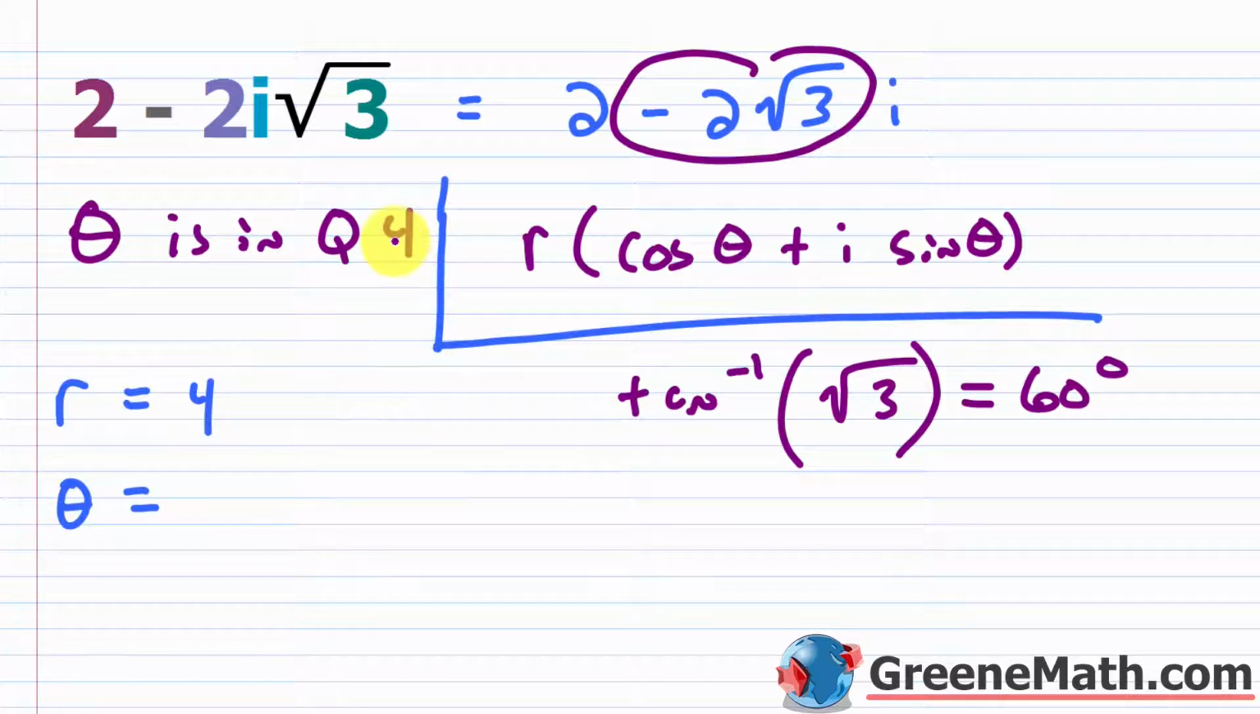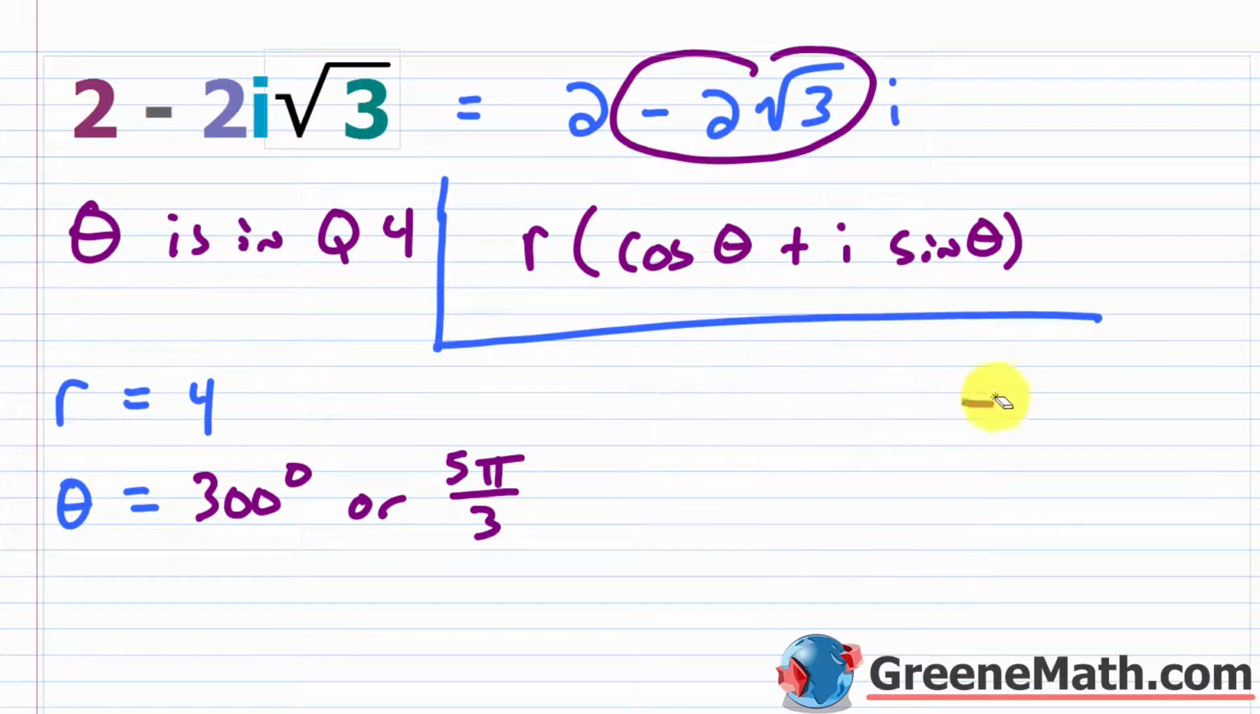Remember, we figured out we're in quadrant 4 for this reason. So in quadrant 4, if I had an angle with a reference angle of 60 degrees, to find that I would do 360 degrees minus 60 degrees, which gives me 300 degrees, or in terms of radians, it would be 5 pi over 3. So now that we've done all this work, we are ready to write this guy in polar form. And I guess you can get rid of this.